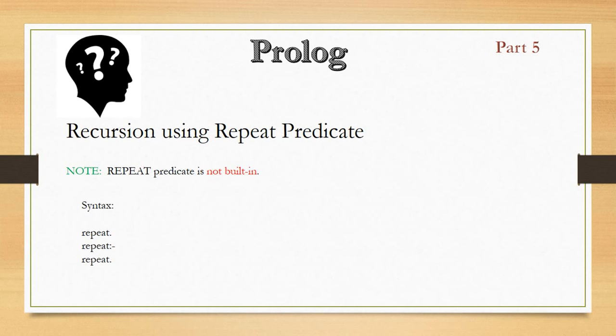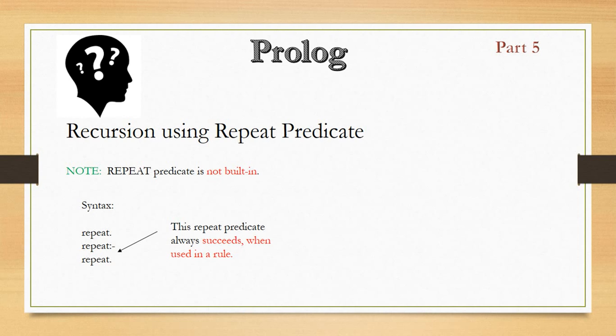The repeat predicate is: repeat full stop, that means it's a fact. Then the rule sign, and again repeat full stop, that means this rule is always going to be true. Whenever the repeat predicate is used, it always succeeds. That means this repeat predicate always succeeds when it is used in a rule.